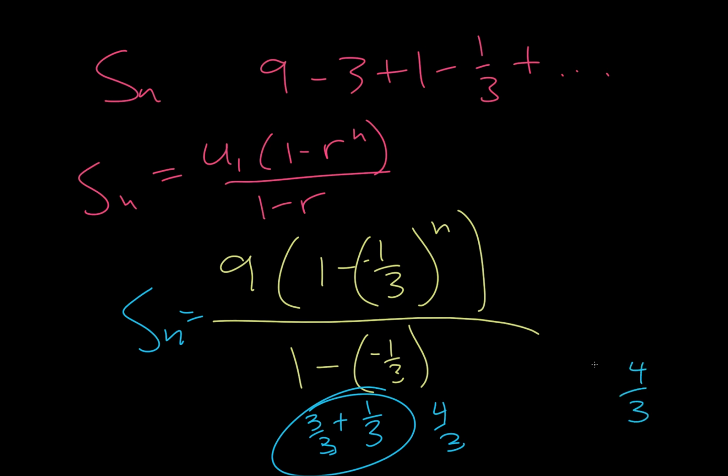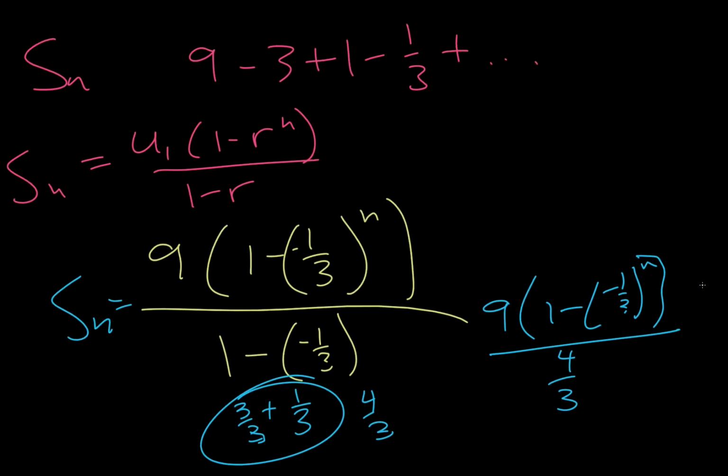Still have our 9 out in front, and 1 minus a negative 1/3 raised to the n. Now, we can't do anything about these two negatives because with PEMDAS, exponents come before multiplication. We'd have to apply the n before we could worry about these. So unfortunately we just have to keep that weird looking double negative thing going on.